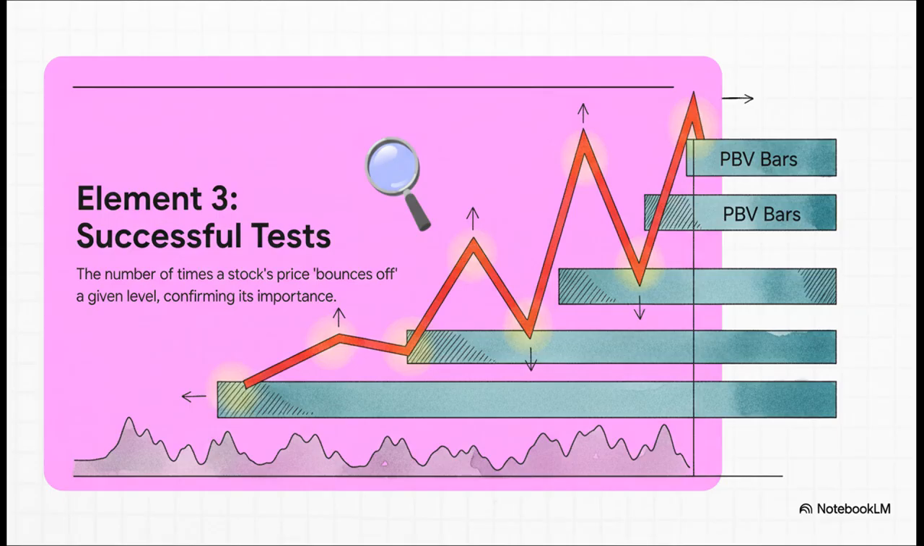And the third piece of the puzzle is what I call successful tests. This is where you actually watch the price action. When you see the stock come down to a long PBV bar and then bounce right off it, that's the market confirming, in real time, yep, this level is legit.